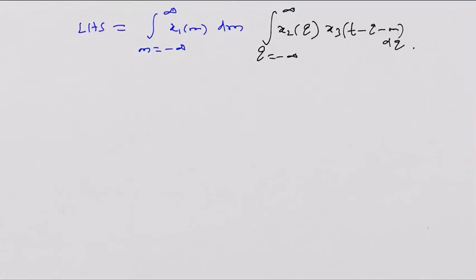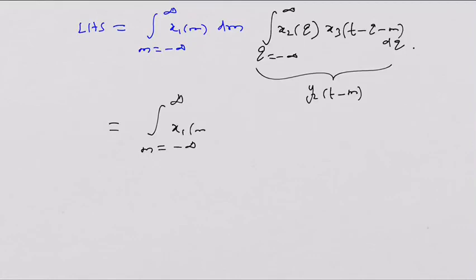This is the convolution of y2 of t minus m. Just notice this: y2 of t minus m. So I can write it at last like this: the integral over m from minus infinity to plus infinity of x1 of m y2 of t minus m dm. So this becomes simply x1 of t convolved with y2 of t.